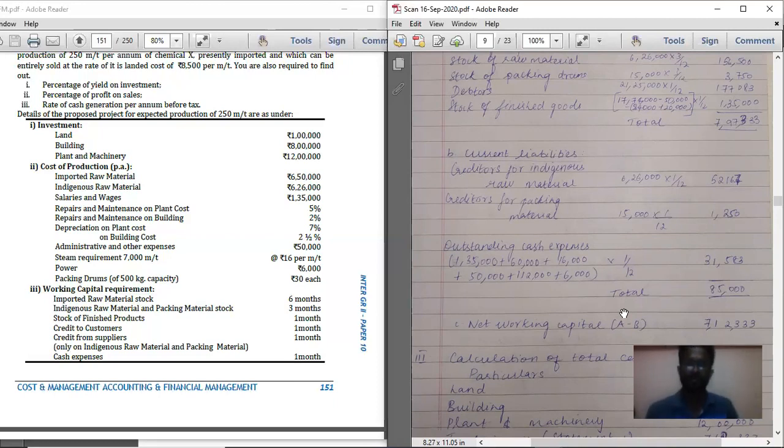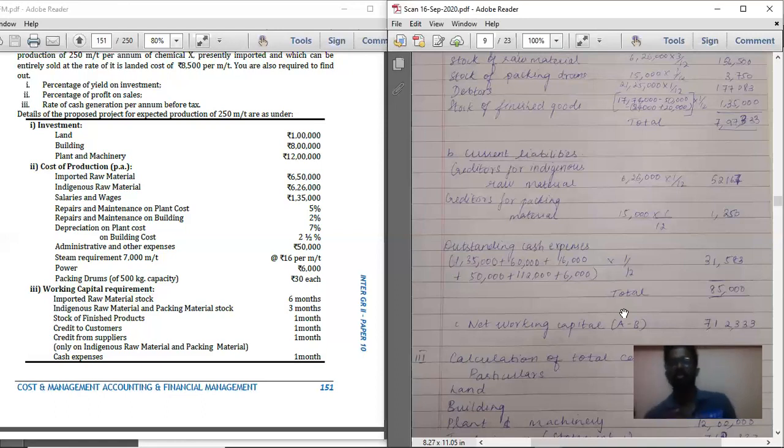Below that, capital C. Net working capital. Open the bracket: capital A minus capital B. Now what is the current assets? 7,97,333 minus 85,000. So in respect of that net working capital, in the amount column put 7,12,333. So with this we have completed the net working capital requirement.